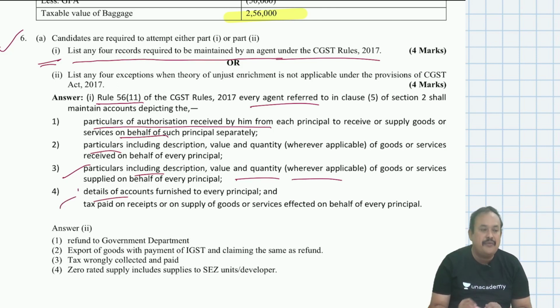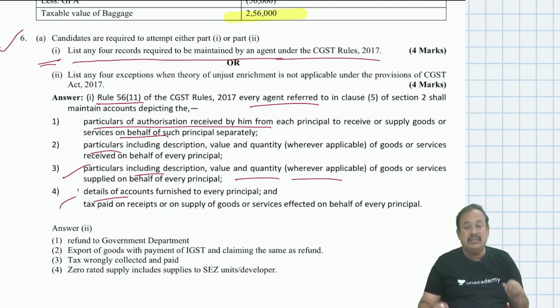Further, details of accounts furnished by every principal and tax paid on receipt or on supply of goods or services effected on behalf of every principal, like that records to be maintained by the agent who is covered under section 2 subsection 5 of the CGST, read with rule number 56 sub rule number 11 of the CGST rules. Records to be maintained by the agent. It is from the chapter called accounts and records.